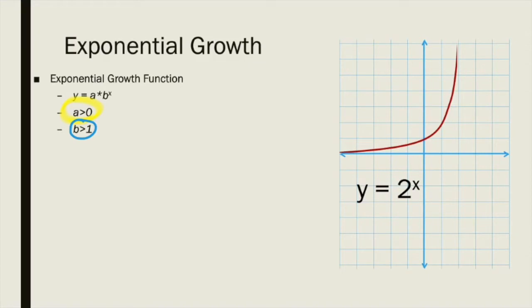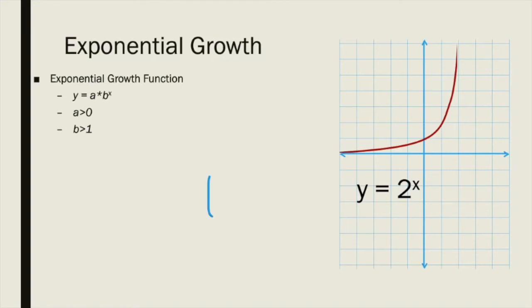Do both rules always have to be true? Yes. So if we have 1/3 to the x as one of our options to pick, that is not growth. And it's not greater than or equal to, so b can't be 1. That's correct. If b is 1, you don't have anything.